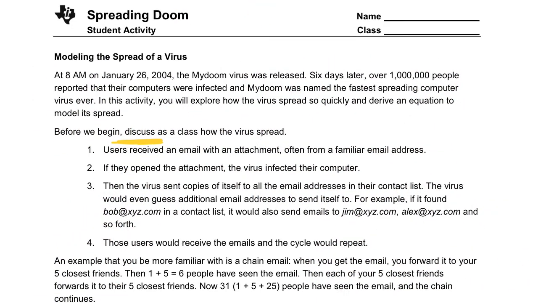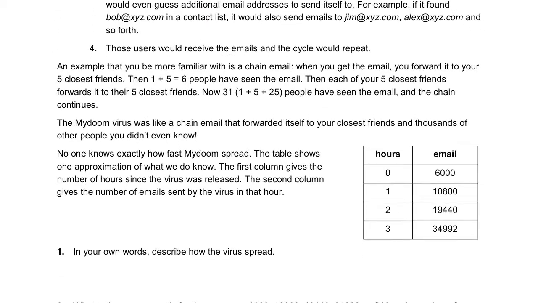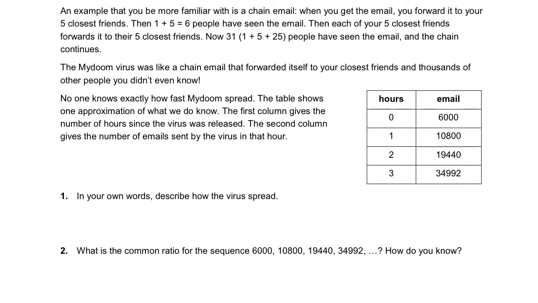There's also an example of chain emails. When you get the email, it's got a joke or something funny, and if you forward it, you get luck. So you send it to 5 closest friends, so then 6 people have seen the email based on the first person who started it. Then those 5 send it to their 5. So 5 times 5 is 25, plus the 5 and the 1 is 31, and then it continues and continues. So the MyDoom virus was like a chain email that forwarded itself to your closest friends and thousands of other people you didn't even know, but nobody knows how it spread actually.